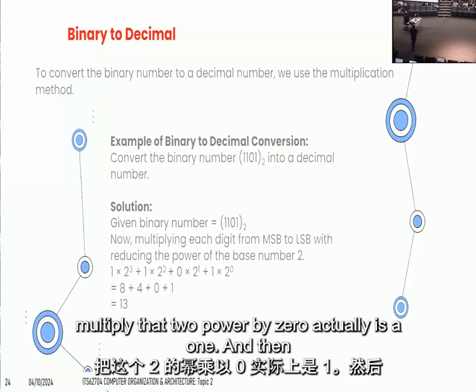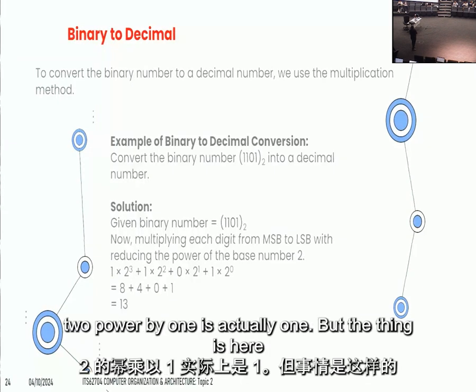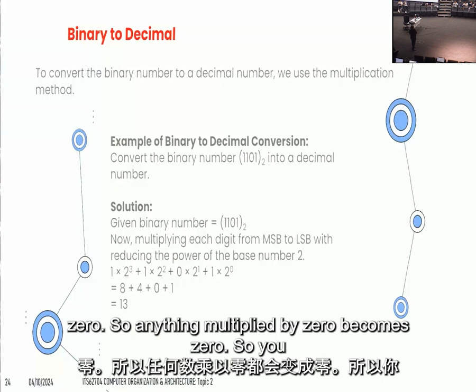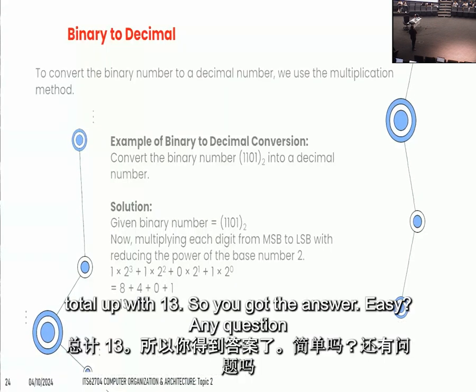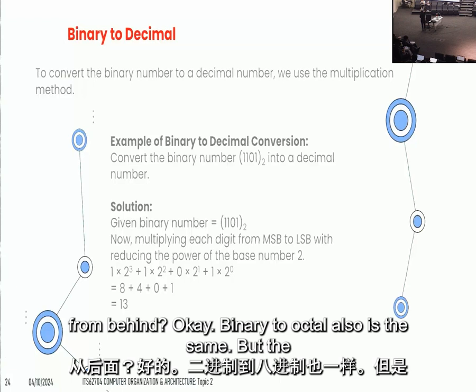So multiply that. 2 power by 0 is actually 1, and then 2 power by 1 is actually 2. But here the digit is 0, and anything multiplied by 0 becomes 0. So you total up and get 13. So we got the answer. Easy? Any question from behind? Okay.